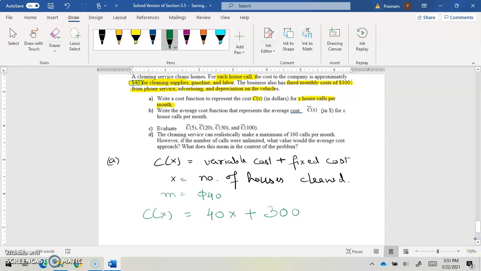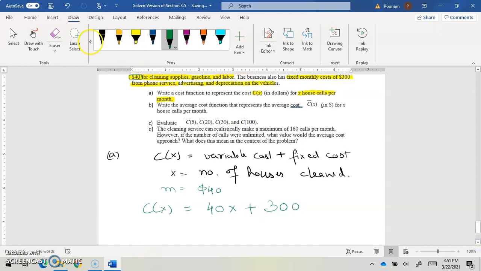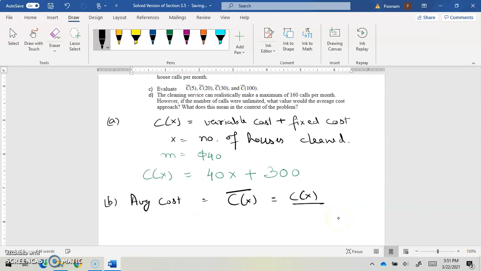Write the average cost function that represents the average cost for X number of house calls per month. So we define average cost, written as C of X with the bar on top, as the cost function divided by X. The cost function is 40X plus 300, divided by X. That is your average cost function.